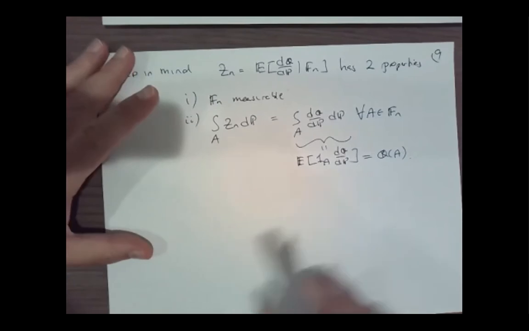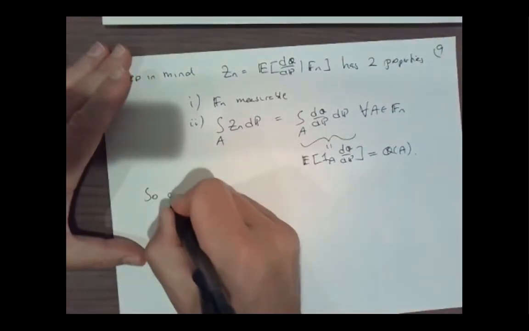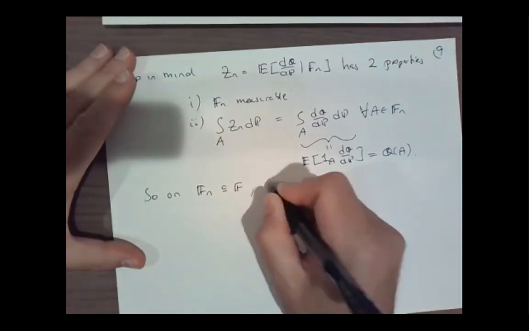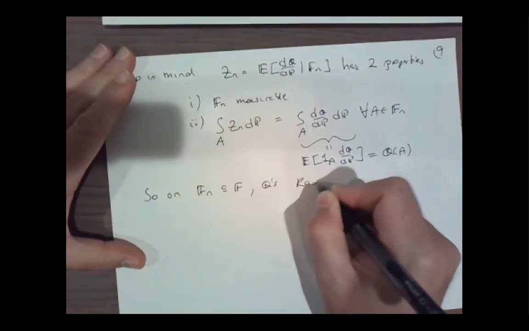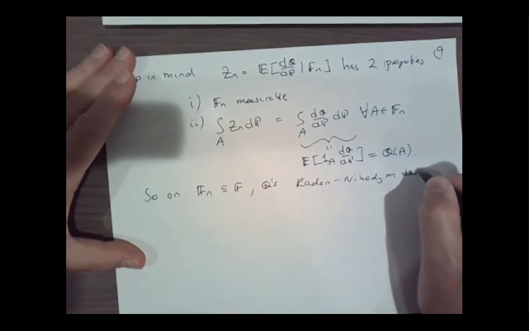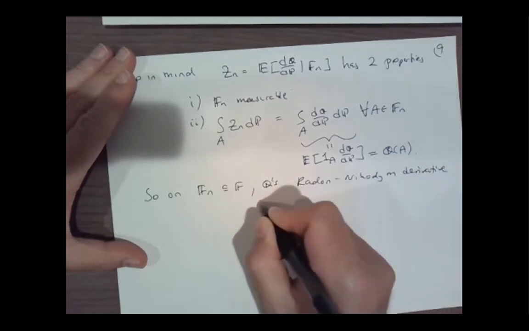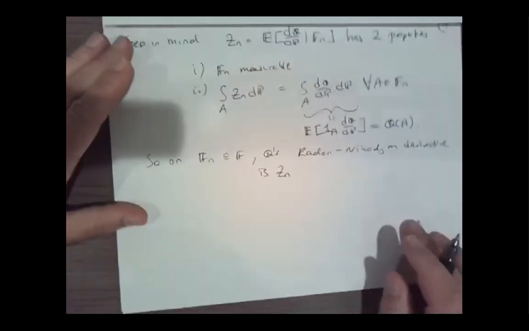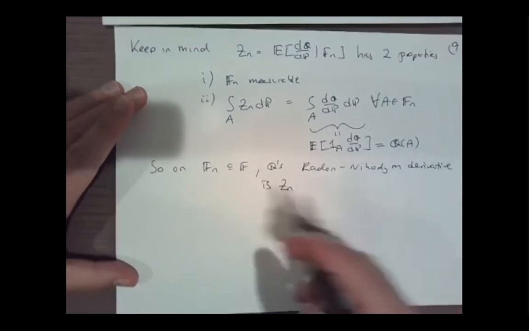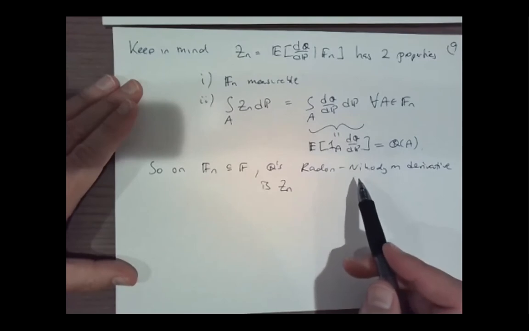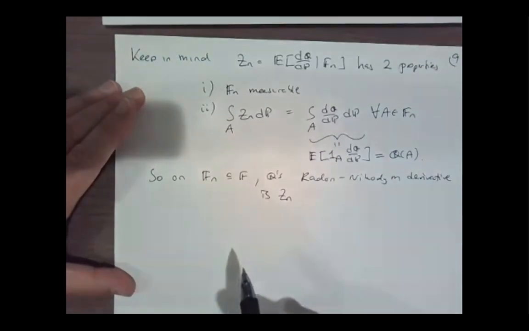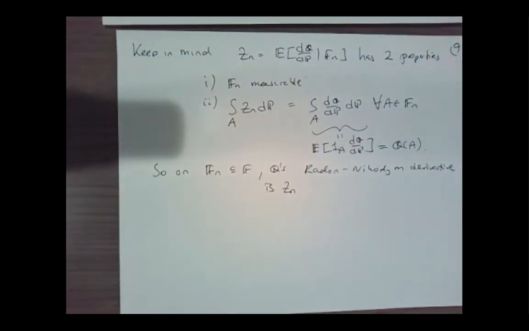So what it says is that on Fn, which of course is inside F, Q's random derivative is Zn. So on the big one, it's the dQ/dP. If I want to get the random derivative on a smaller one, I just condition. And so that's where the random derivative process comes in.